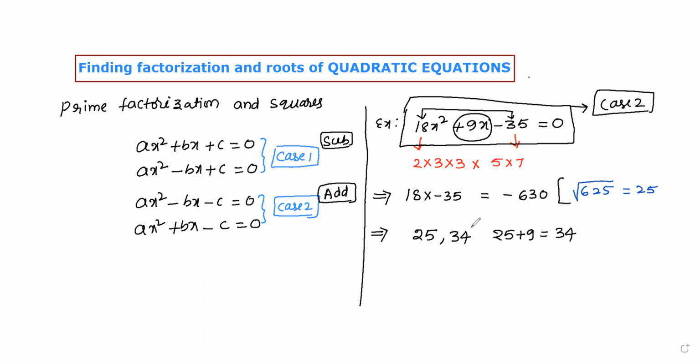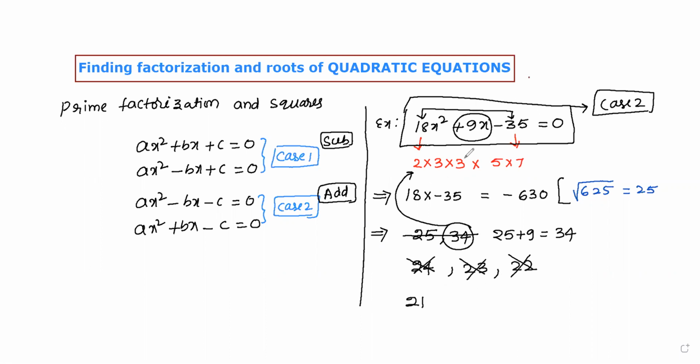But you see, this 34 is not formed by the numbers of the prime factorization. That is the reason I am eliminating this combination. After that, I am taking 24. 24 also is not formed by the numbers of the prime factorization, so it is also eliminated. After that, I am taking 23. 23 also is not formed by these numbers. After that, I am taking 22. 22 also is not formed. After that, I am taking 21 here.